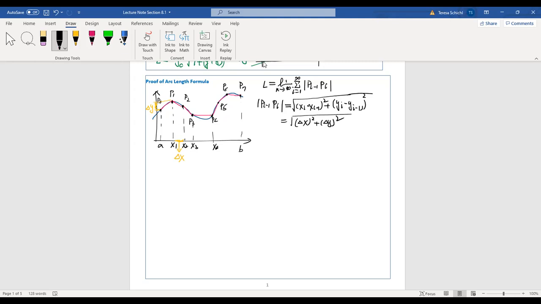Now, if you still remember, by the mean value theorem, we know f of xi minus f of x sub i minus 1 is equal to, for some value I call xi star, f prime of xi star times xi minus x sub i minus 1. Here, this is yi basically, so this is our delta yi, and this is my f prime of xi star, and this is delta x, correct?